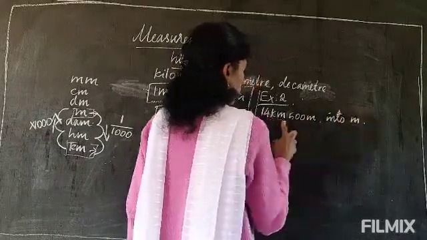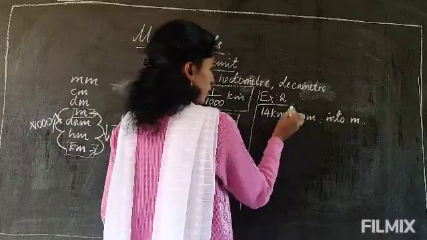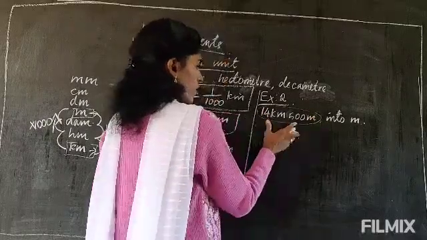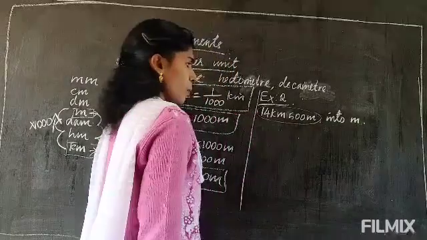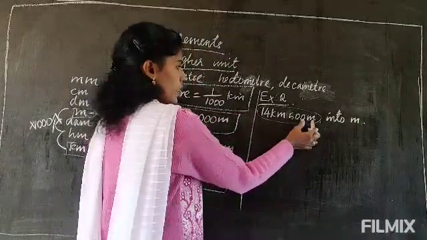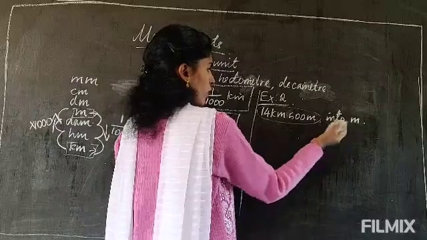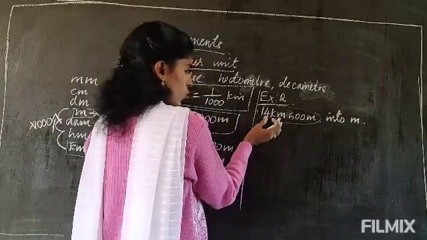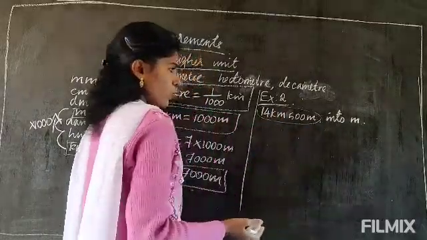Okay, 14 kilometer 500 meter. This is one full measurement. So this measurement you have to convert into meter. This 500 meter is already in meter, so we don't need to bother with it. Only the kilometer you have to convert into meter.